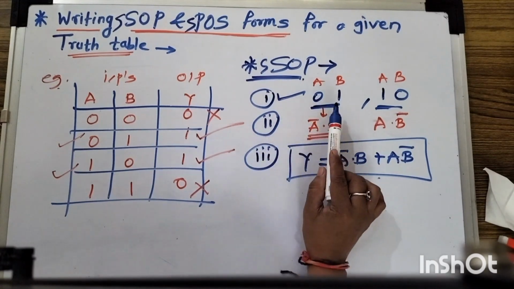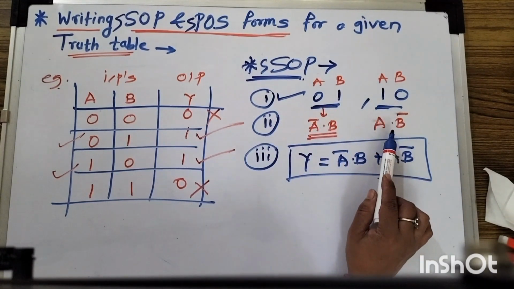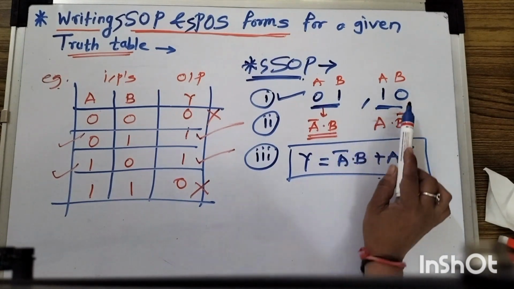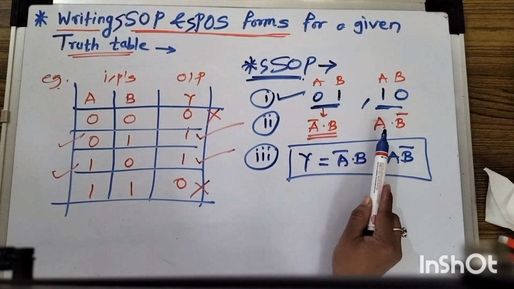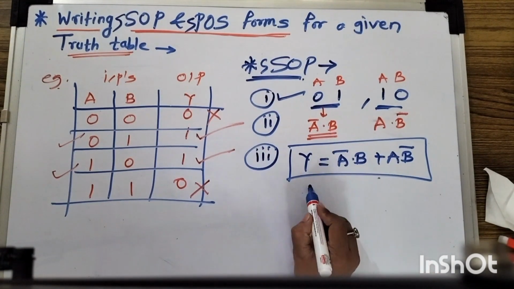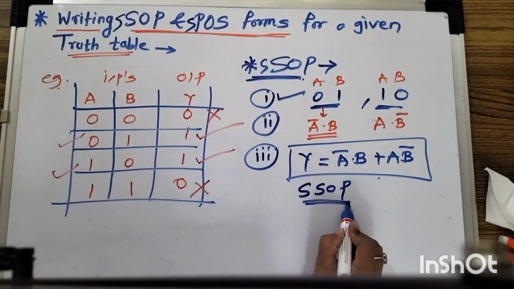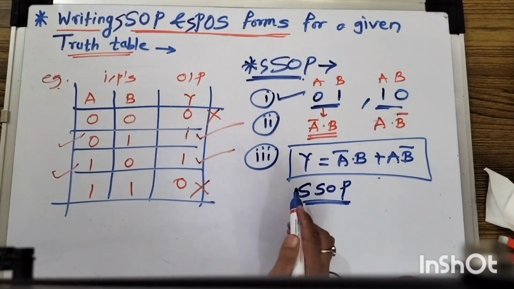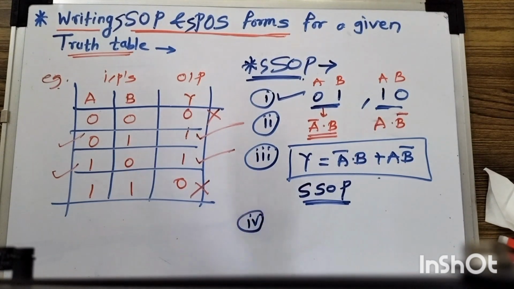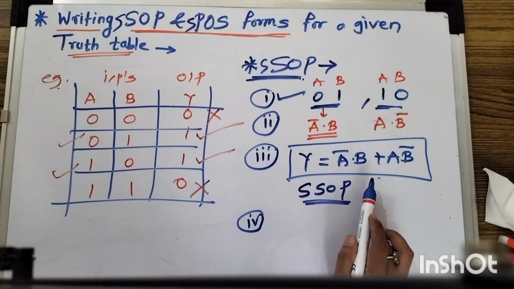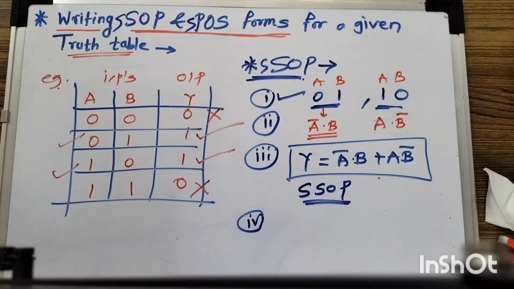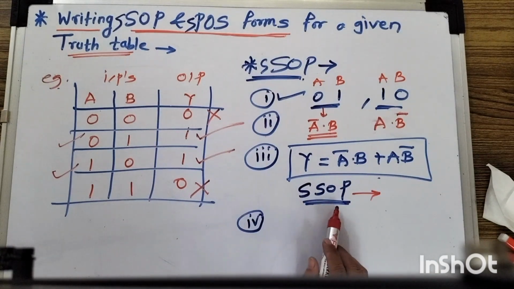Now in the second step, we have written the product term for those combinations for which the output is 1. That means these combinations. And in the third step we have done the logical OR operation of these two product terms, and this is our standard SOP form. And if you want to write this logical expression or standard SOP form in terms of minterms, in the last video I have already explained how we can write the minterms from the given logical expression.